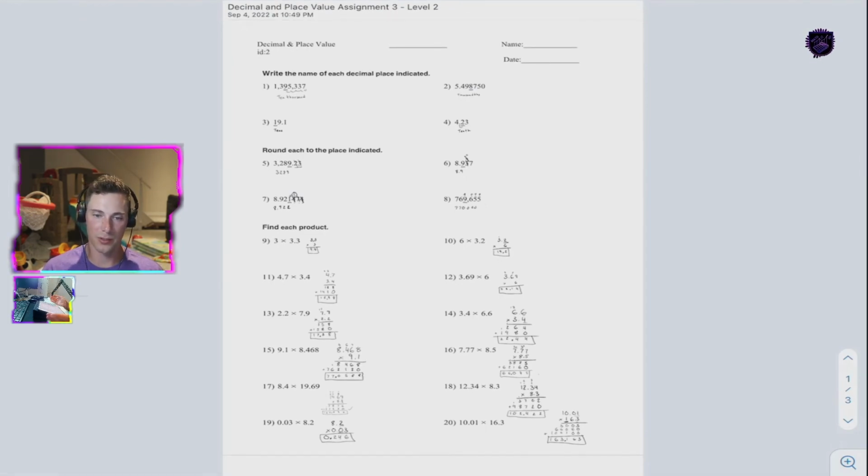Now your job is to make sure your answers are correct, make sure they're squared, make sure they're check marked, and make sure that you have a wonderful remainder to your day. Remember, math it up.